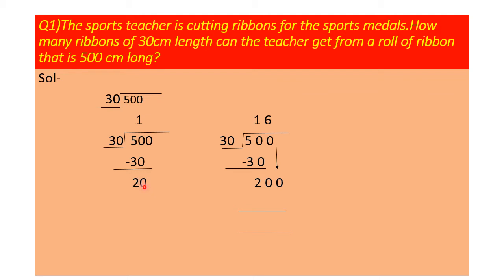Again, if we compare this 20 by 30, and let us assume there is no 0, can we divide? No, we cannot divide. Now can we divide 20 by 30? No, we cannot do that. So that means we need to bring down another digit. I have already brought it down over here, which is 200.